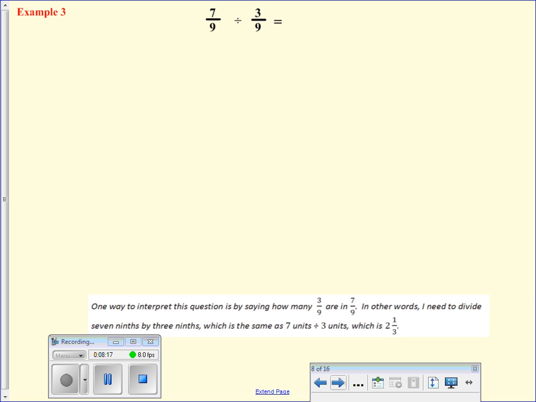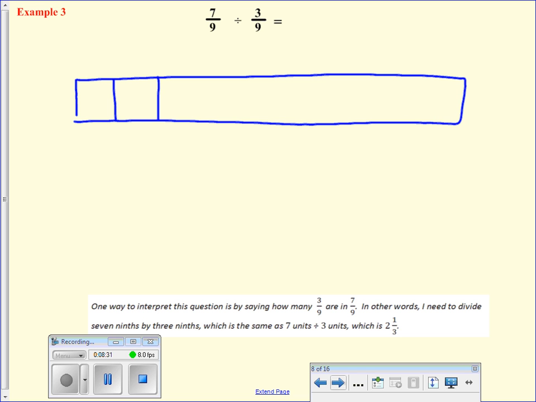7/9 divided by 3/9. And I think this is going to answer your question now. Okay? So let's illustrate 7/9. On Monday's notes, I will have the boxes already drawn for you. 1, 2, 3, 7.